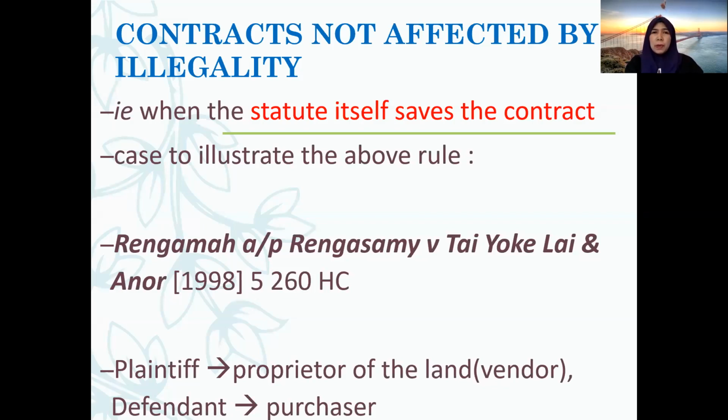Now we have come to a subtopic for the topic illegality. The subtopic is contracts not affected by illegality, despite it looking like it contravenes the law. Despite the contravention, the statute itself saved the contract. The contract remains valid, or there's a way to make it valid. So contracts not affected by illegality means when the statute itself saves the contract.